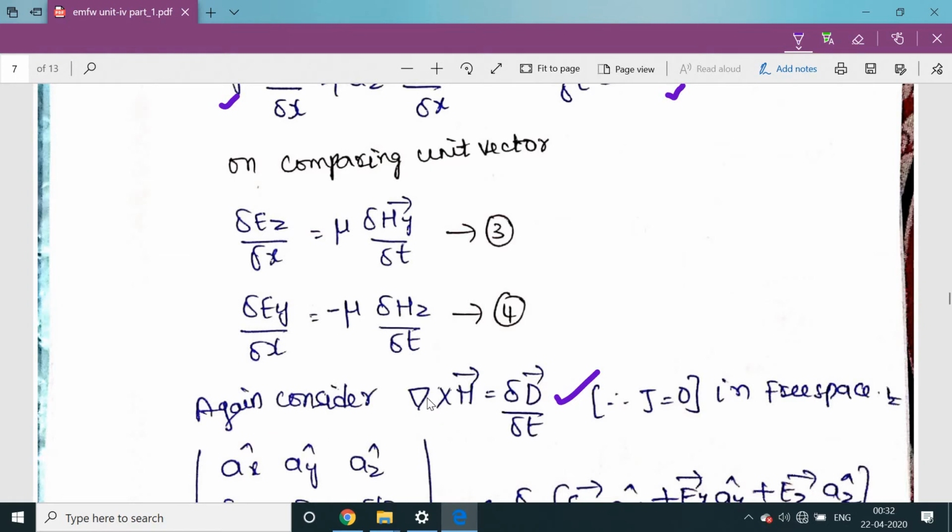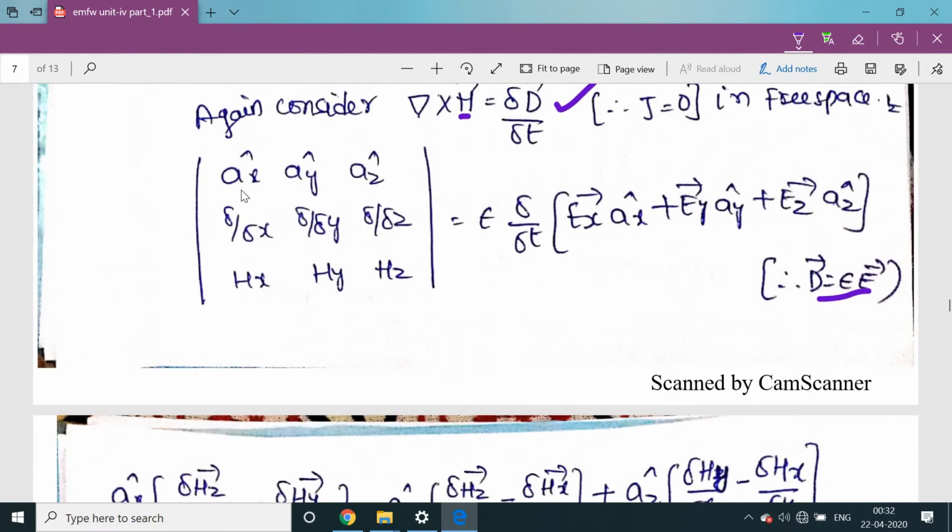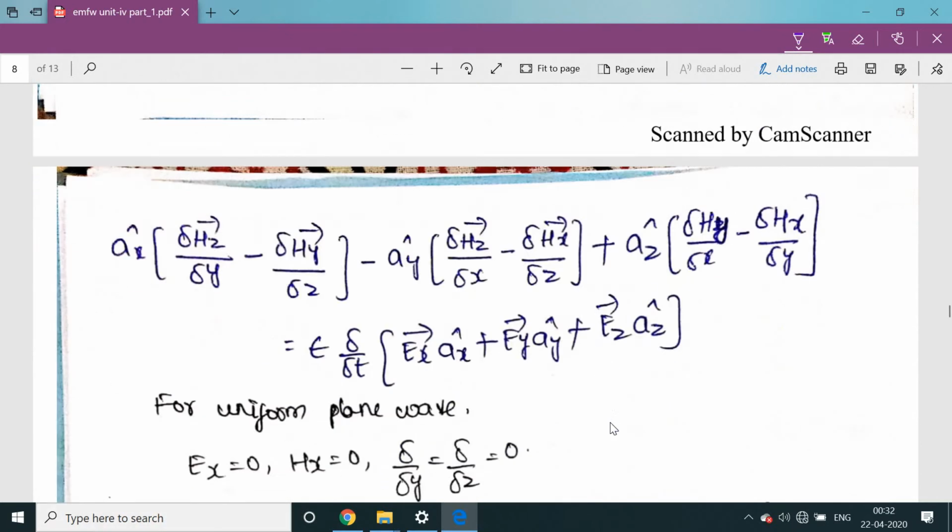Okay, now if you consider del cross h is equal to dou d by dou t, do the same procedure. Ax, ay, az, dou by dou x, dou by dou y, dou by dou z. Now since here it is h, we write it as hx, hy and hz. And since d is equal to epsilon into e, epsilon dou e by dou t. So e is again ex ax plus ey ay plus ez az. Again do the cross product, you get this equation.